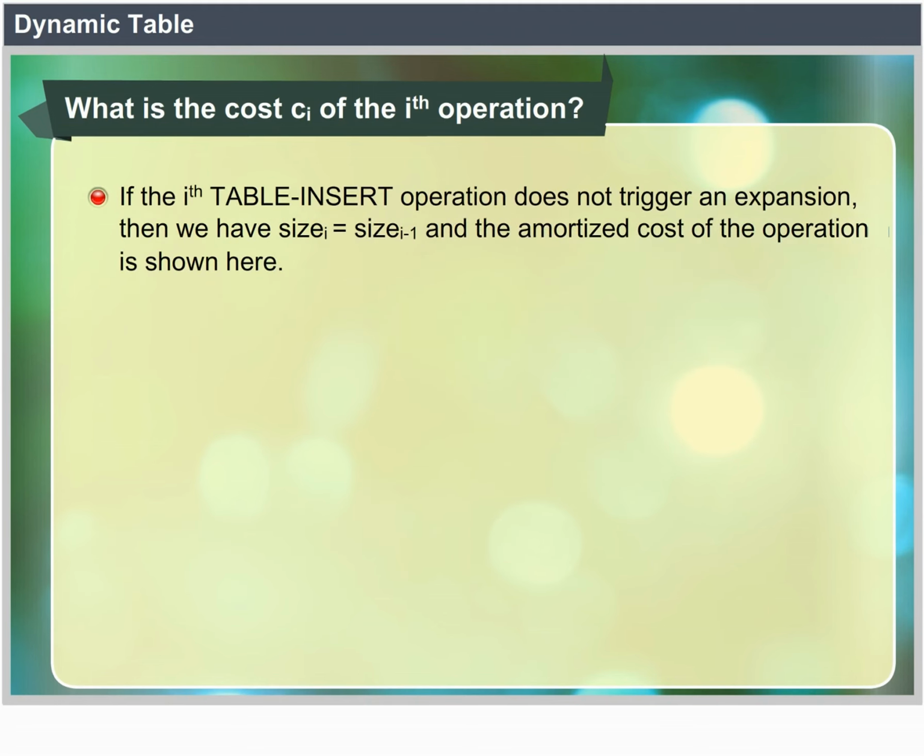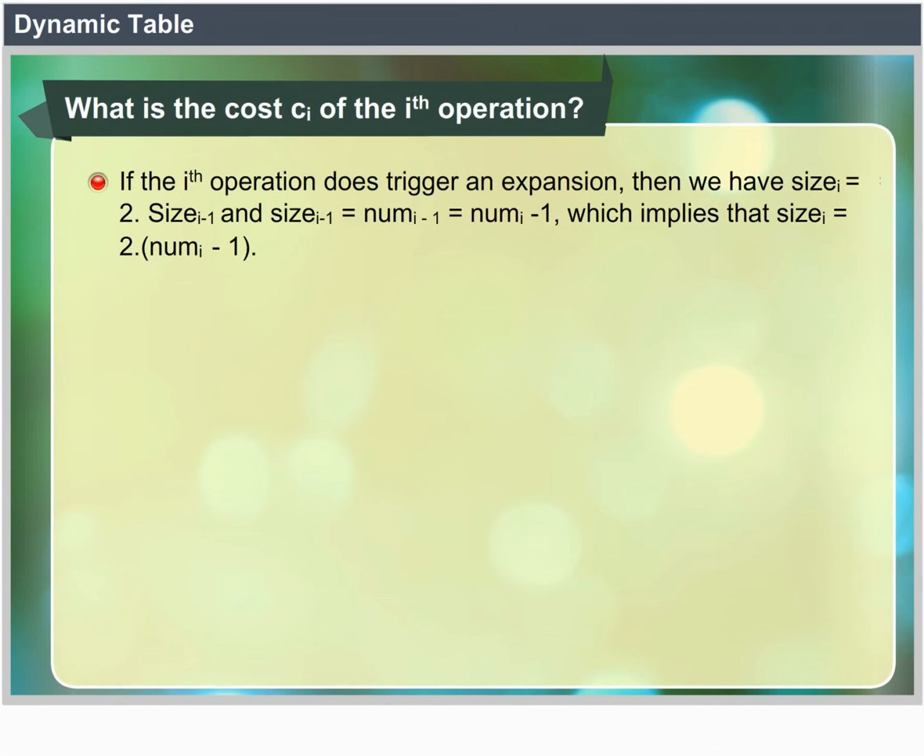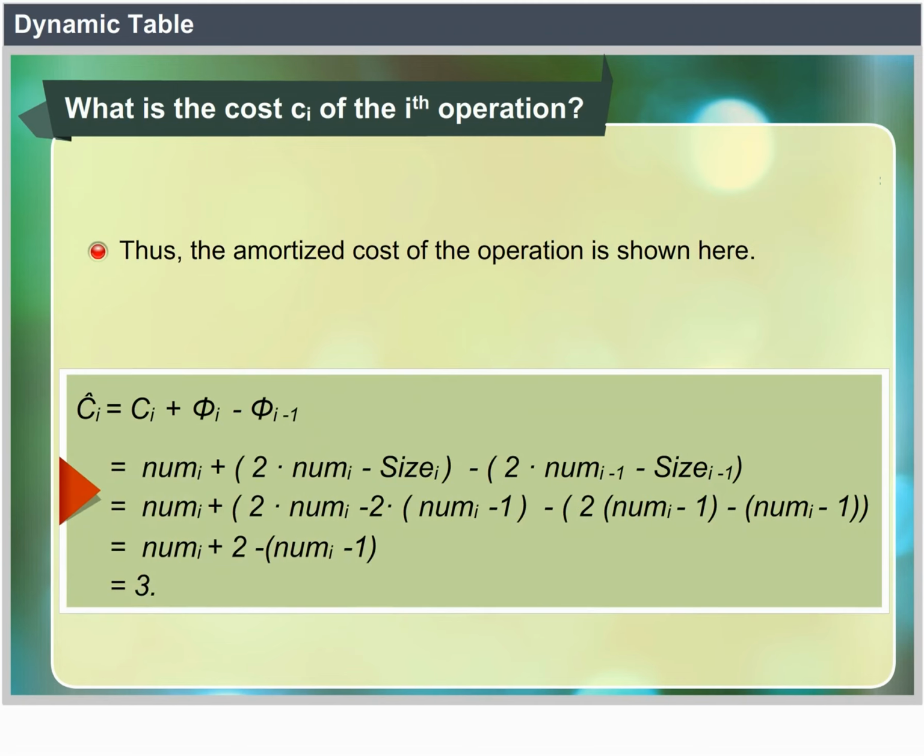If the ith table insert operation does not trigger an expansion, then we have size i equals size i minus 1, and the amortized cost of the operation is shown here. If the ith operation does trigger an expansion, then we have size i equals 2 times size i minus 1, and size i minus 1 equals num i minus 1, which implies that size i equals 2 times num i minus 1. Thus, the amortized cost of the operation is shown here.